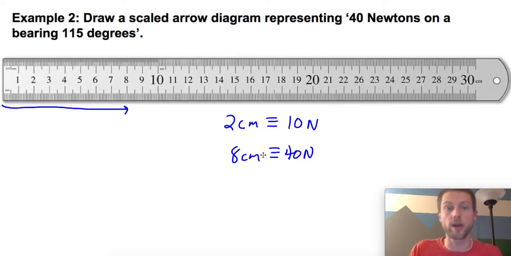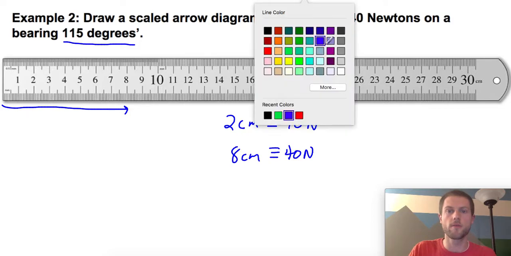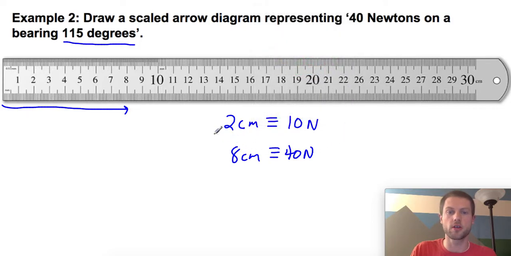Now I need the right direction. So why don't we do this? To create a bearing of 115 degrees, what that means, a bearing by definition, is the rotation in a clockwise direction away from true north.